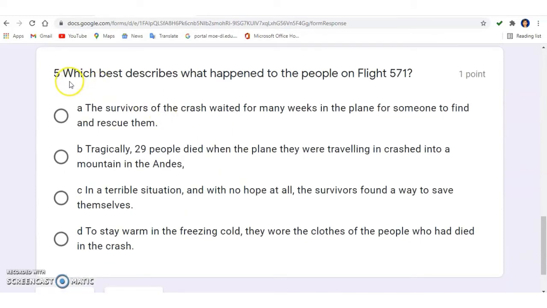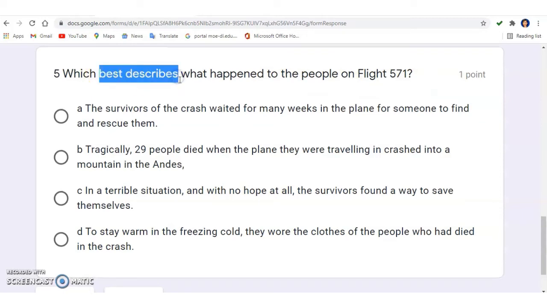Number 5. Which best describes what happened to the people on Flight 571? Okay, so when you have a question like this, it asks you which best describes. Okay, so it is like a summary of the whole passage. Okay, or the main idea, the main message of the whole story. Okay, so let's go through the options.